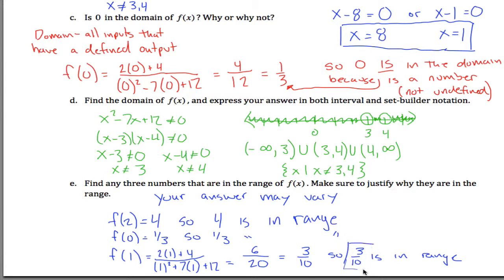So the three numbers that I found in the range are 3/10, 1/3, and 4. But your answers may vary if you put in other numbers, things other than 0, 1, and 2, into the function. But that gives you an idea how to find any, and I guess that's the last part of this perfect problem.